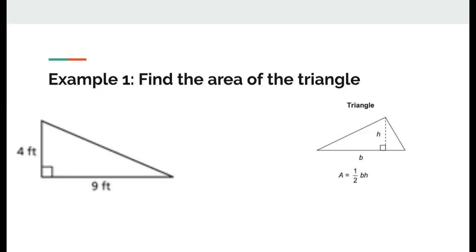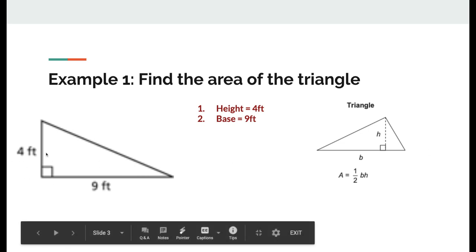First, we're going to go through an example. Our first example is to find the area of this triangle. So I put on here the triangle and then our triangle formula from the formula sheet. So the first thing we need to do is identify the base and height of this triangle. The height is 4 feet. The base is 9 feet. Notice that height and base of a triangle form a right angle. You can see that right angle right there.